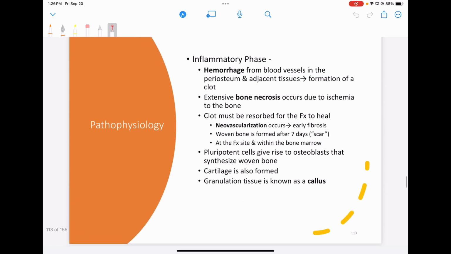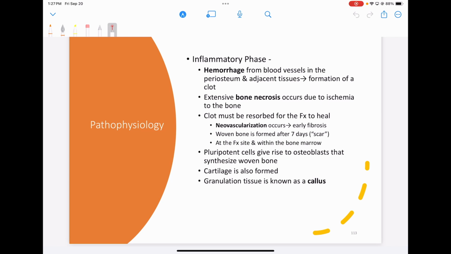So what happens when you break a bone? First thing is the inflammatory phase. Hemorrhage from that blood loss goes into the periosteum and those adjacent tissues, and you get formation of a clot. We also get extensive bone necrosis because there's no more blood going to the part of the bone that broke off. So that part of the bone will start to necrose because there's no blood supply to it anymore. It gets weaker.